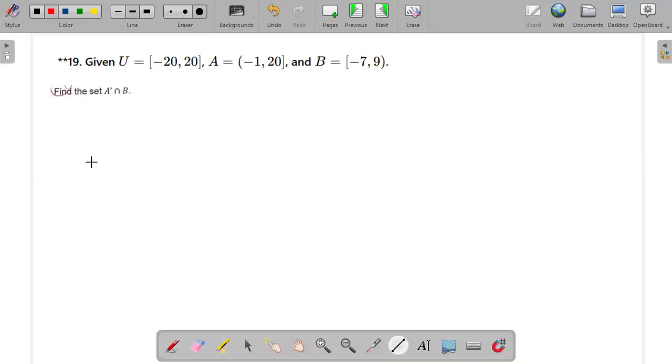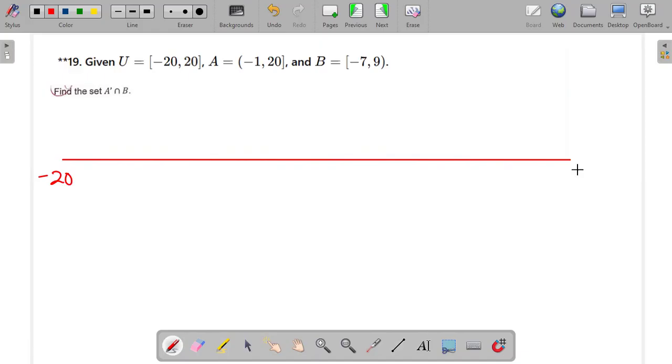We're going to draw a line for the universal set first of all. Then at the endpoints, we're going to put the universal set. So there's minus 20, and then there's positive 20, and these are included. So I'm going to shade like that. Even here, I'm going to shade. So that's the universal set.